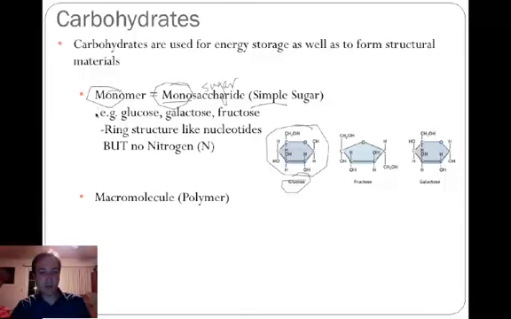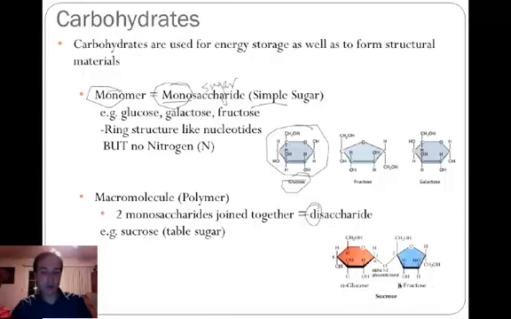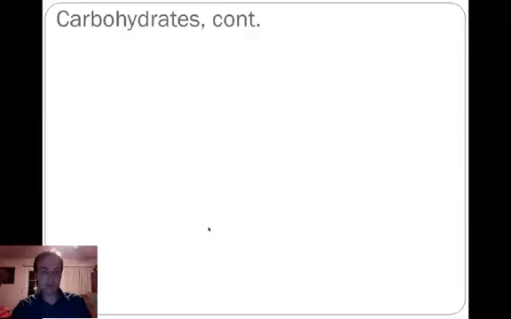Macromolecule, if we take these monomers, we combine them together. First of all, we can make a disaccharide, or two monosaccharides joined together. Again, use these prefixes to help you. Di means two, so it's two sugars put together. The most classic example that we see every day, or maybe experience fairly often, would be table sugar, also known as sucrose. It's a combination of glucose and fructose bonded together.